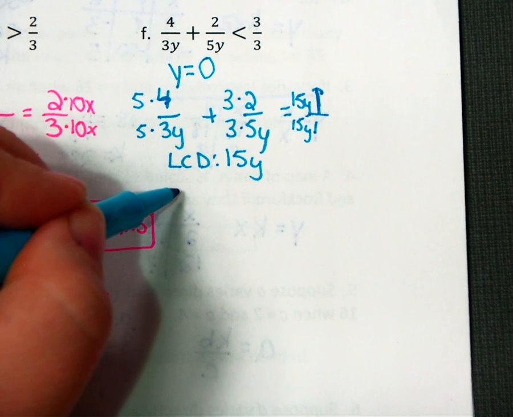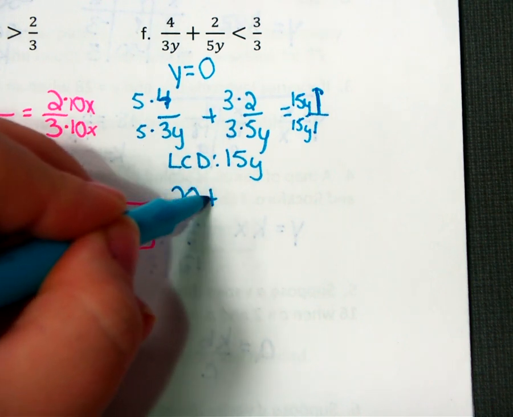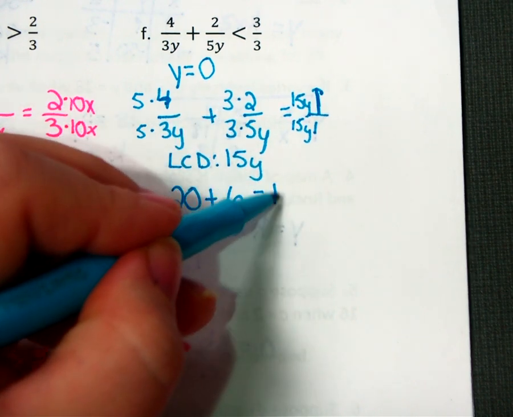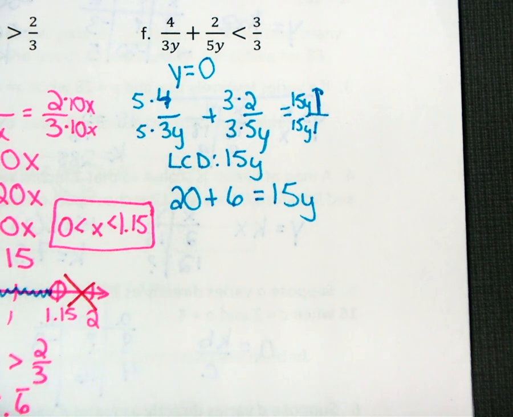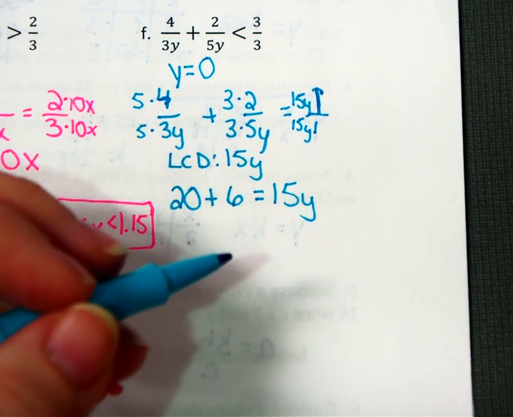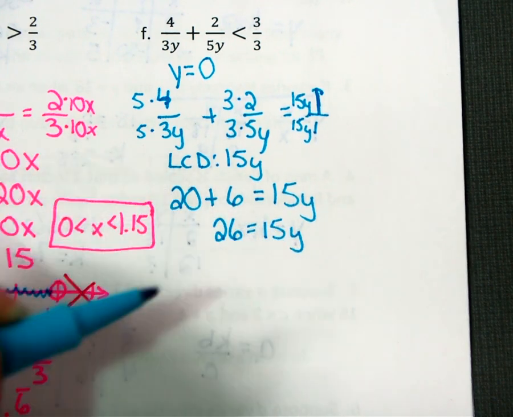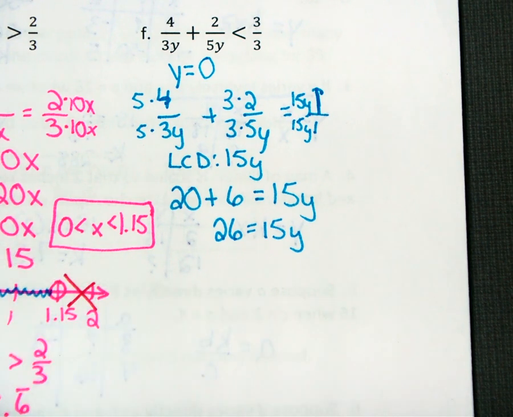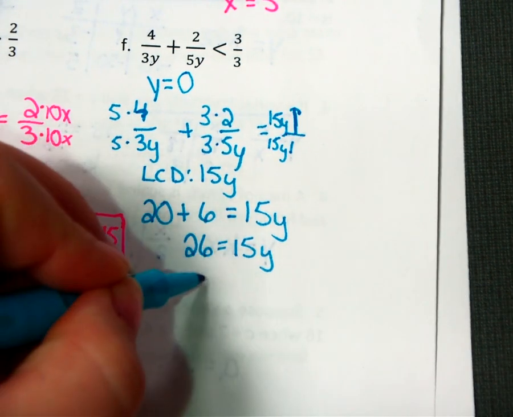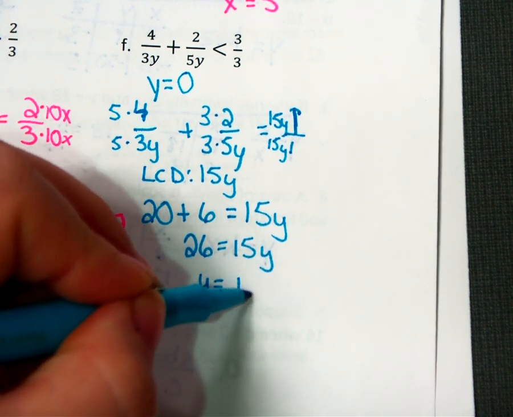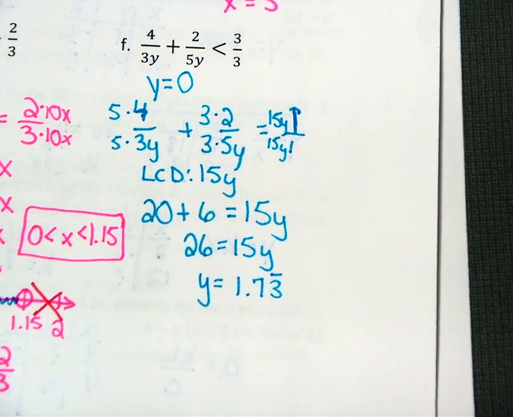Focus only on the numerators. So we have 20 plus 6, that's 5 times 4, 3 times 2, equal to 15y. 20 plus 6 gives me 26. Divide both sides by 15. And it doesn't come out nicely. It's 1.73 repeating.